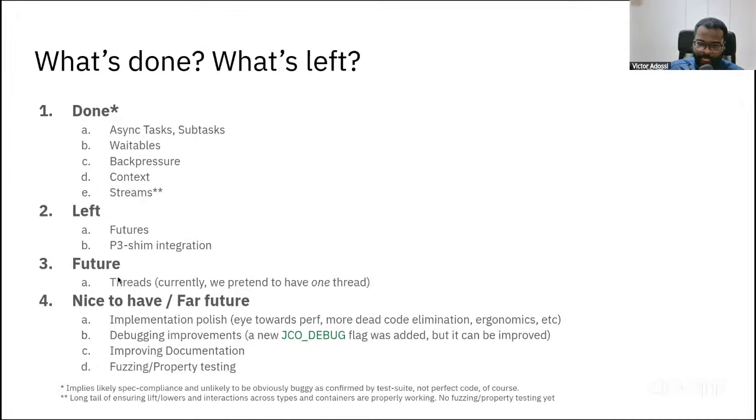And in the future, at some point, threads should and will need to be implemented in the Jco transpile or JS host. Right now, we essentially pretend like we have one thread, and so tasks are not able to spawn new threads. If, for example, a component tries to call the intrinsics that start or spawn a new thread, you just basically get an error thrown, so you just get a trap.